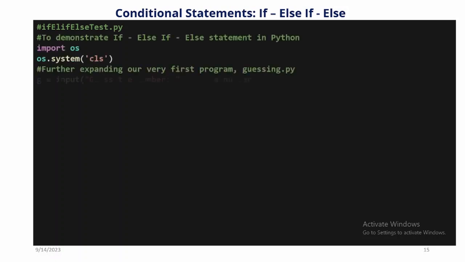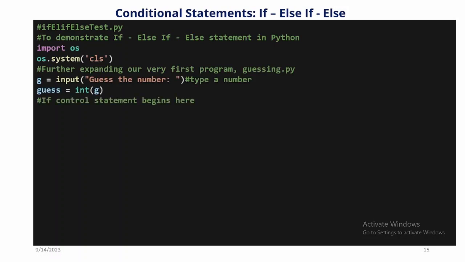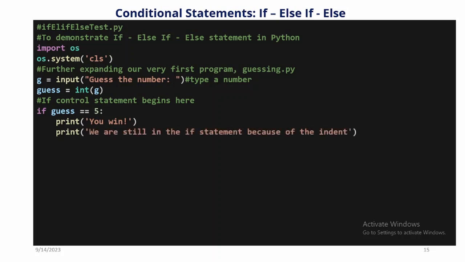So we see another example. If elif else test. So we say guess the number, type a number, convert it to an integer. If guess is equal to 5, print you win. Continue execution.